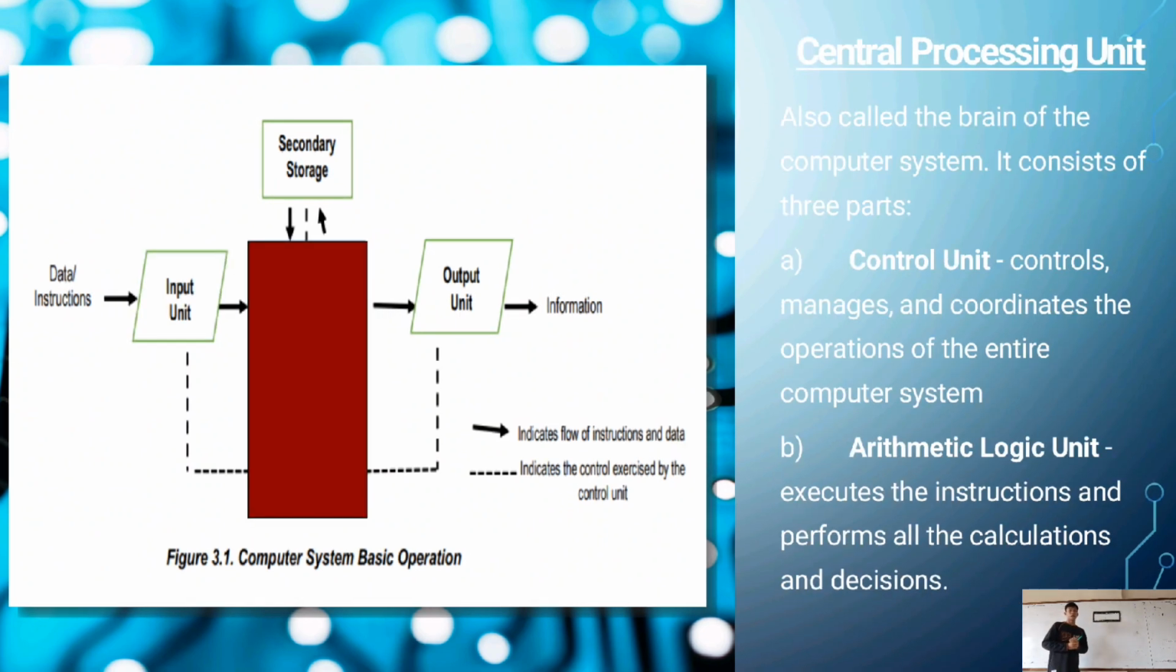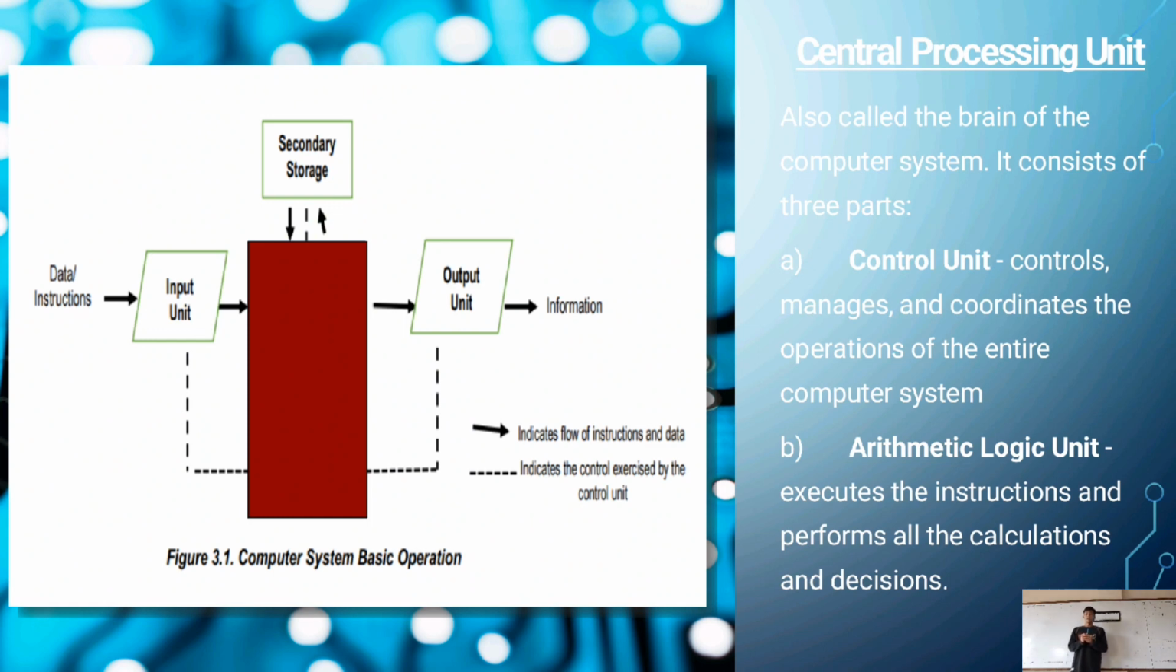Central processing unit is also called the brain of the computer system. It consists of three parts. It's responsible for all information processing. And the first part of the central processing unit is the control unit. It controls, manages, and coordinates the operations of the entire computer system.